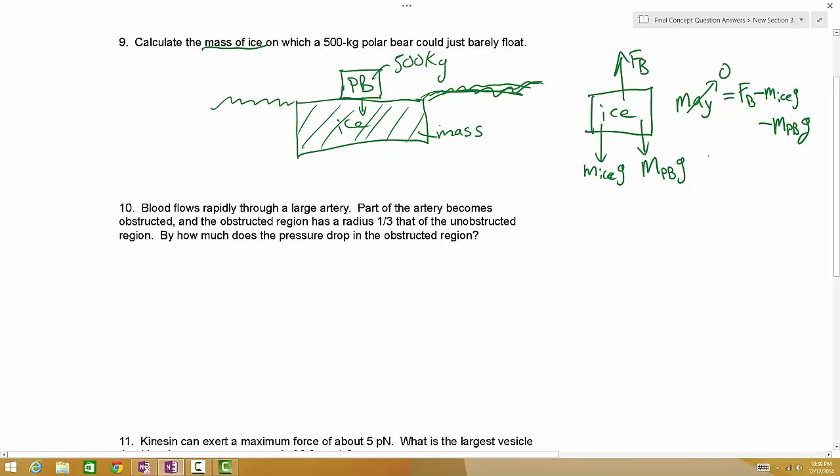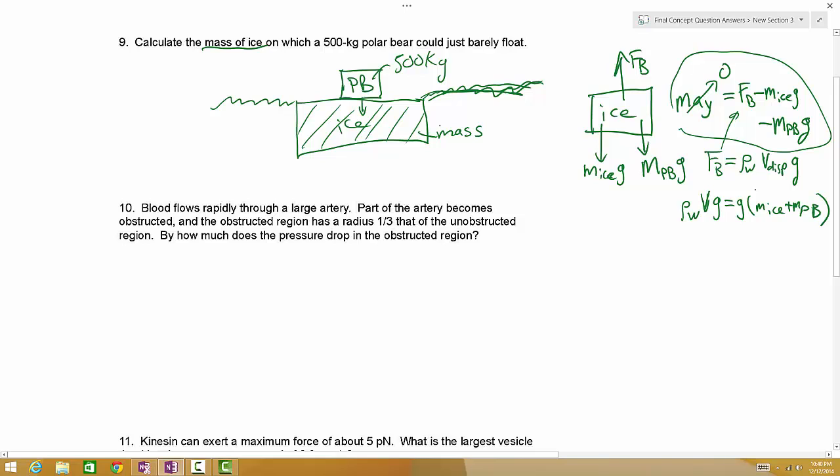And so we can rewrite this. Remember that the buoyant force is equal to rho of water times volume displaced times gravity. So we can plug that into this equation, and I'll rearrange it a little bit: rho water, V displaced, times g is equal to g times (m ice plus m polar bear), and then we have g's everywhere. We can cancel out our g's, and now we're looking for the mass of the ice, but we would probably be given the density of the water and the volume of the water.